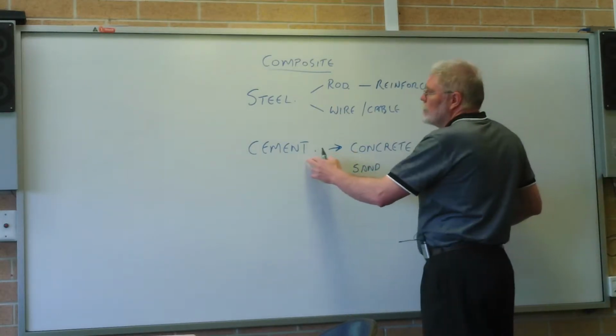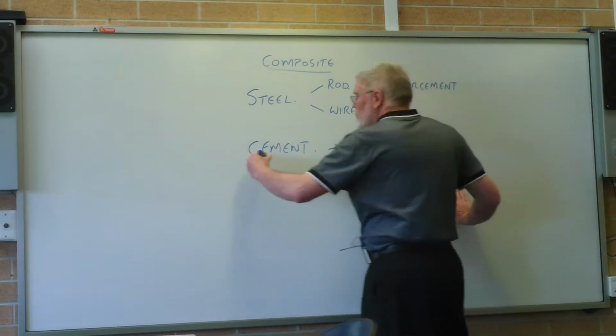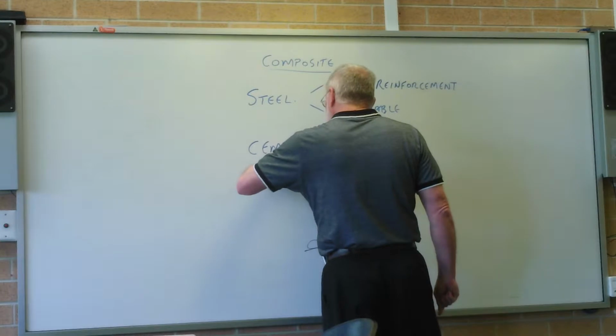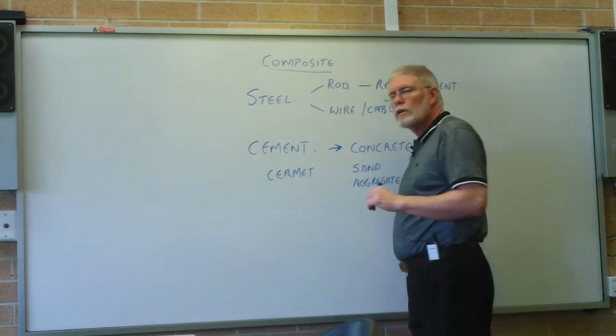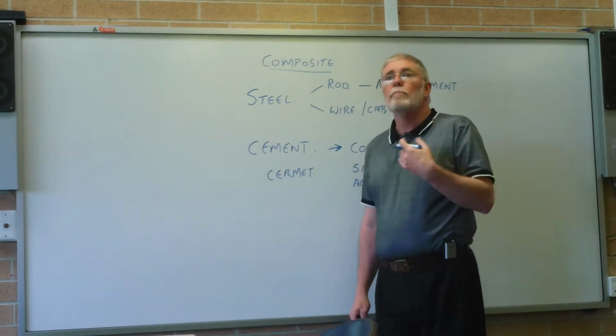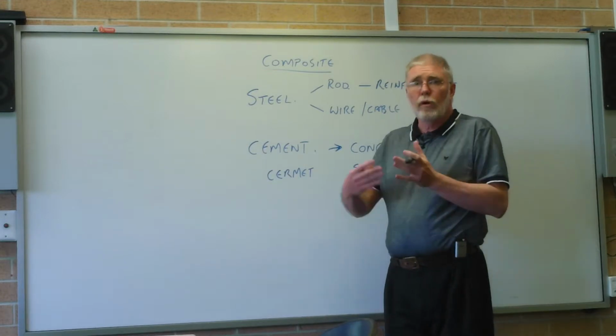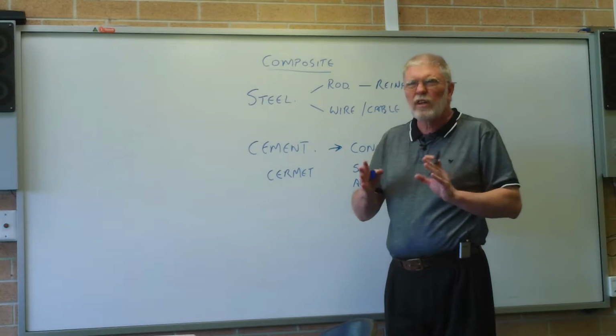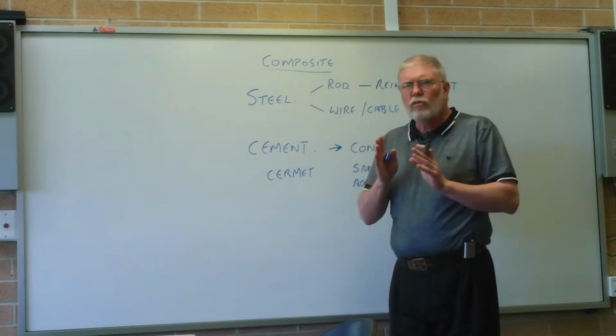So the cement is really the binding agent. It is in the group of cermets, and a cermet basically is one of those materials that is mainly ionically bonded and with some covalent bonding. If it's really a very strong directional bonding.